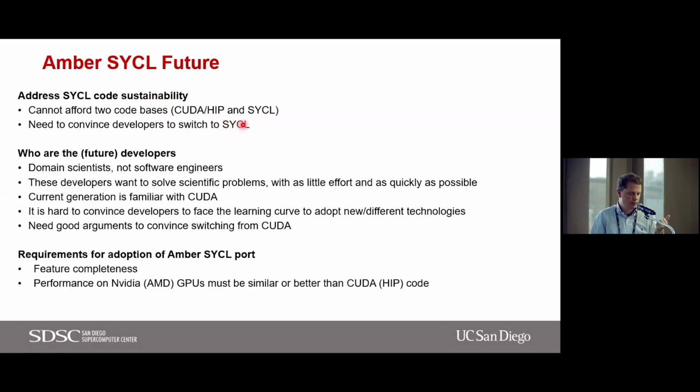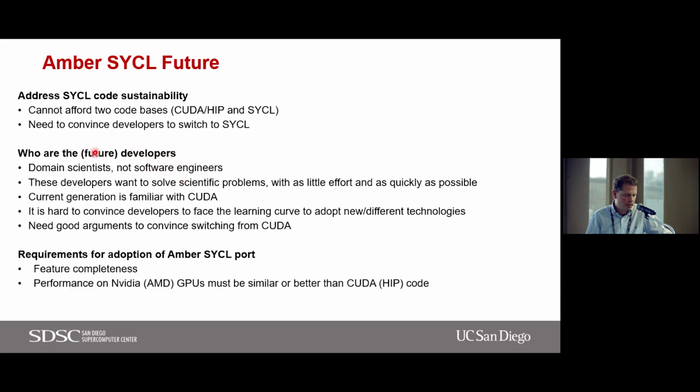code bases. So we have a CUDA/HIP code currently, and now we have a SYCL code, right? And we need to convince developers to switch to SYCL. And the developers are not computer scientists. They are domain scientists like myself. I'm a chemist by training. And so I learn as much as I can, but I hear a lot of things that you talk about that I have no clue about, right? But it's normal, right? I understand the physics in the code.